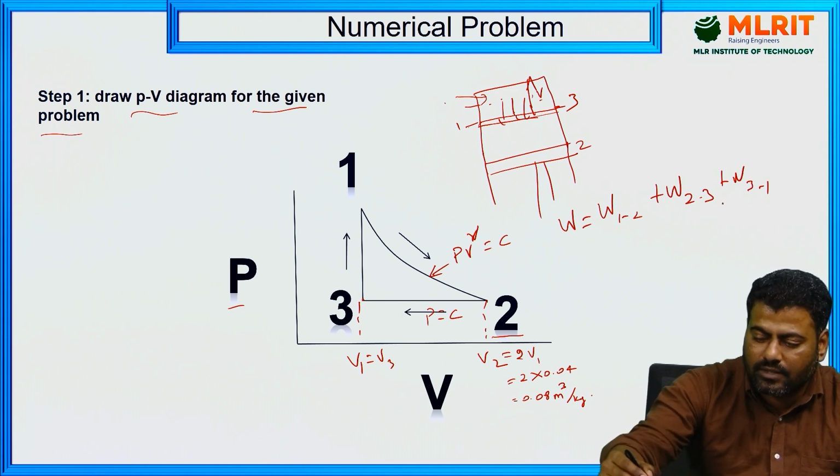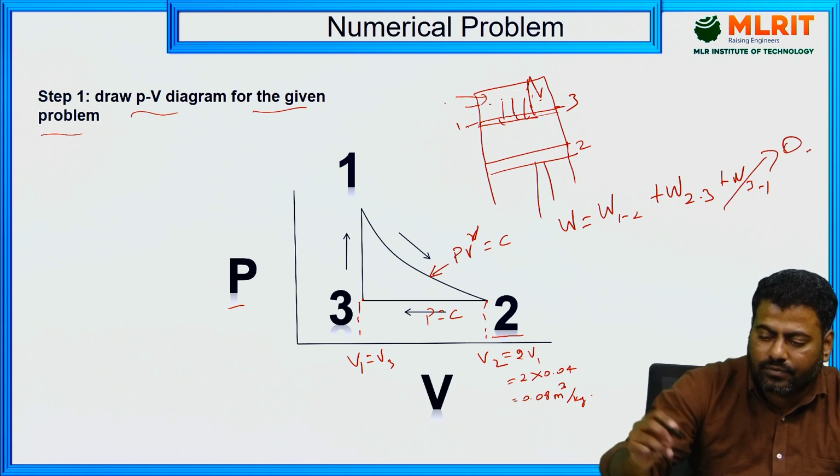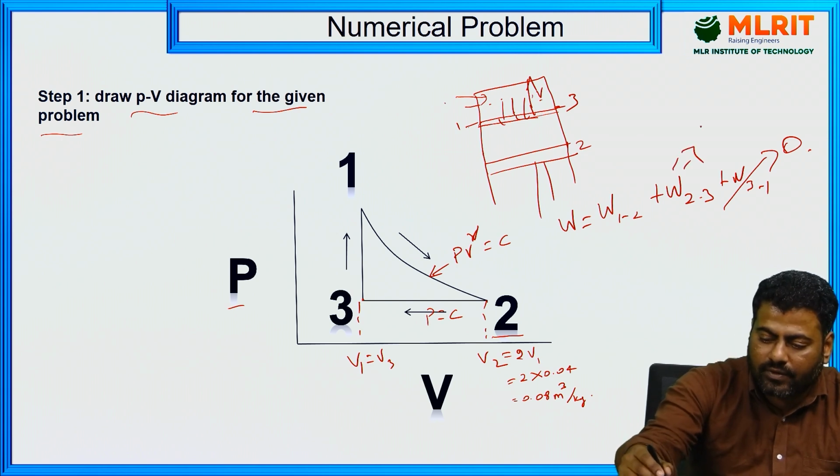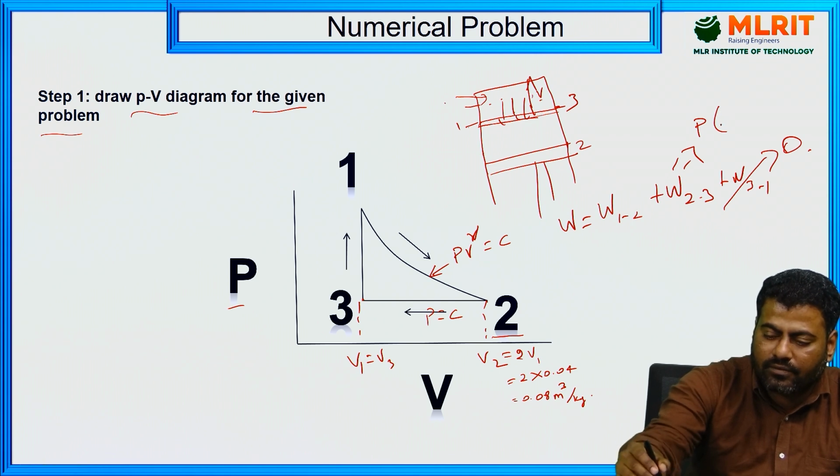So for constant volume, the work done equals 0. For the constant pressure process, what is the formula we are having? P of V2 minus V1. Here which is the final state? V3. So V3 minus V2.